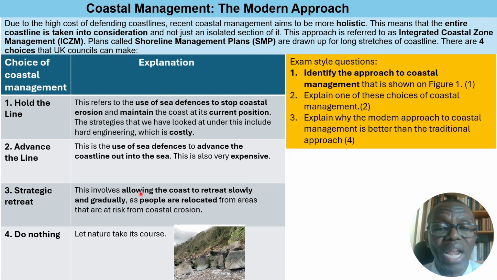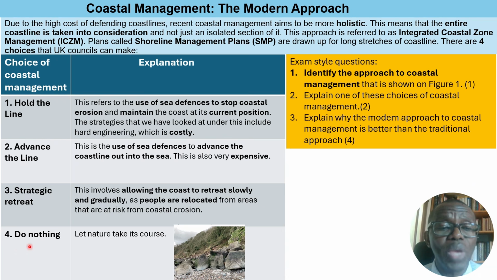And this involves allowing the coast to retreat slowly and gradually as people are relocated from areas that are at risk from coastal erosion. Now, these will be areas that have been identified as not being very high value areas and therefore can be allowed to erode slowly. And of course, you're going to move any people that are living in those areas gradually as the coast is allowed to come further inland.